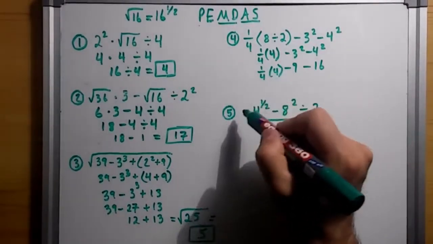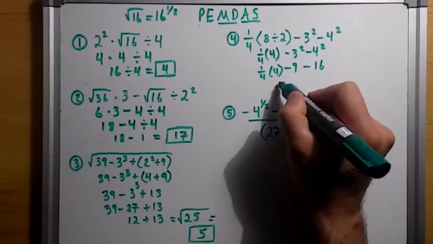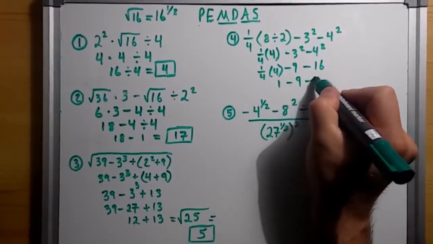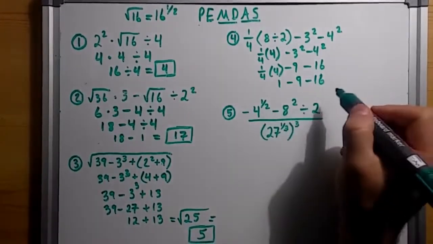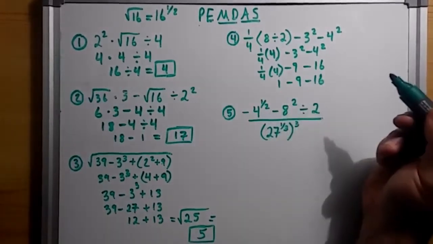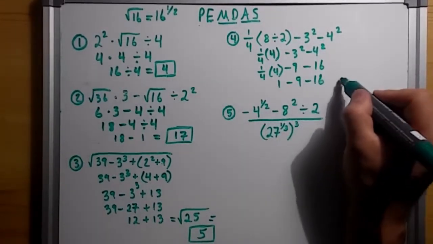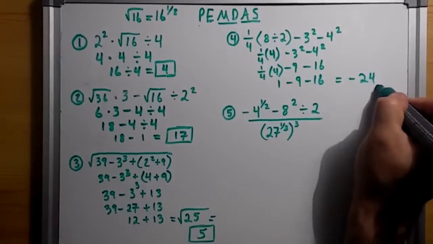And now I have multiplication right here. So 1/4 times 4 is going to give me 1. Now I have 1 minus 9, which is going to give me negative 8. Minus 16, this is going to be negative 24.